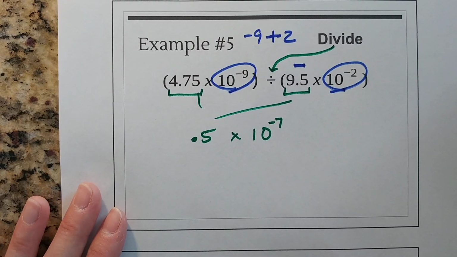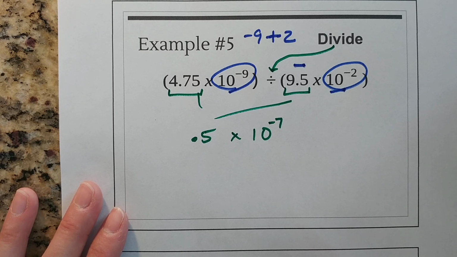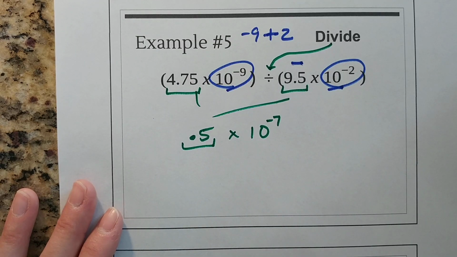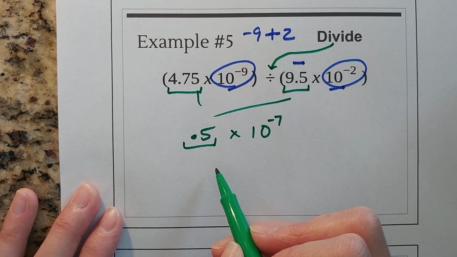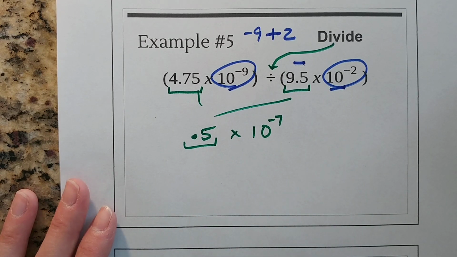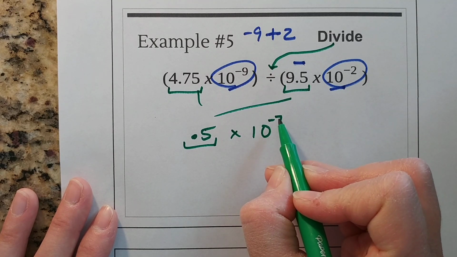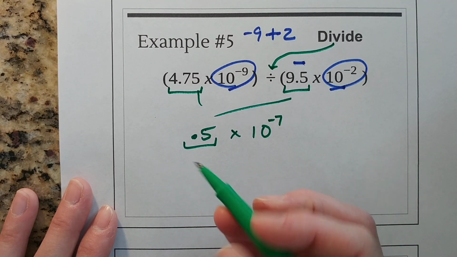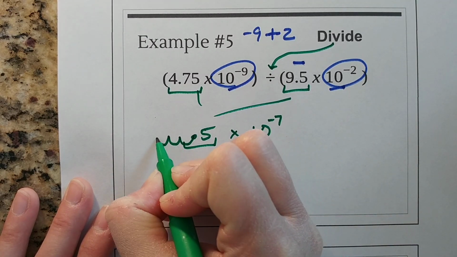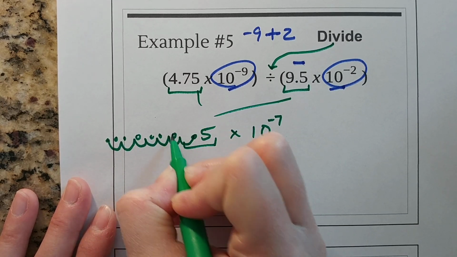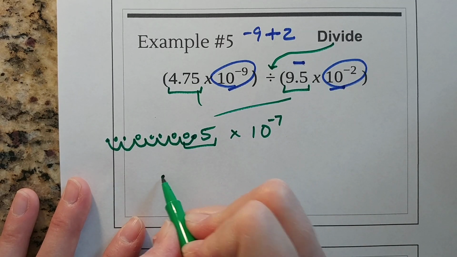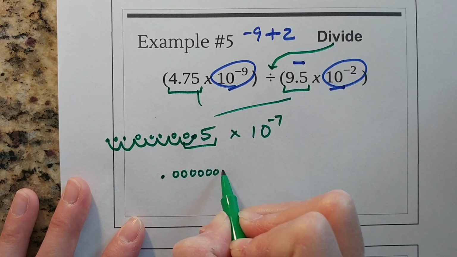So here's my solution. But now I'm going to check it. And I notice when I check it that this right here is not in between 1 and 9.9. So I'm going to need to change this to a standard number and then back again into correct scientific notation. So negative 7 tells me 7 places the decimal moves to the left. 1, 2, 3, 4, 5, 6, 7.